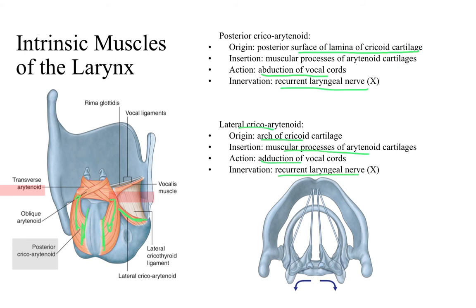So just to point this out, here would be where the posterior would be attached, and if you're pulling the arytenoid cartilage this way, that's going to pull the anterior end this way and open up the airway. But the other one is going to be attached here, and when it pulls, it's going to pull the posterior end this way, which is going to push the anterior end this way and close the vocal cords, or close the airway rather.